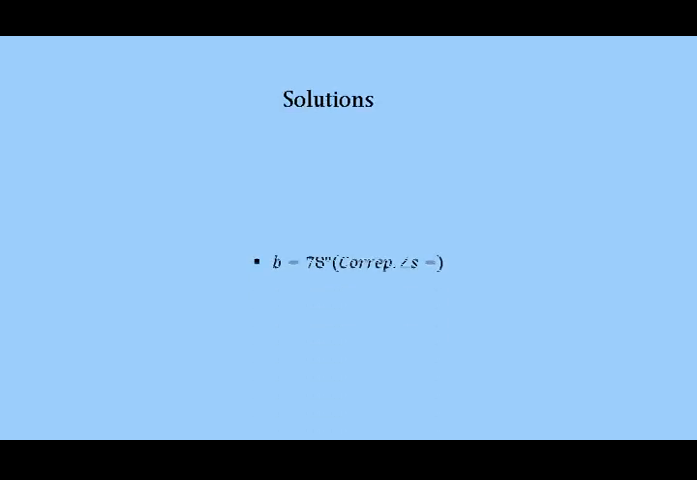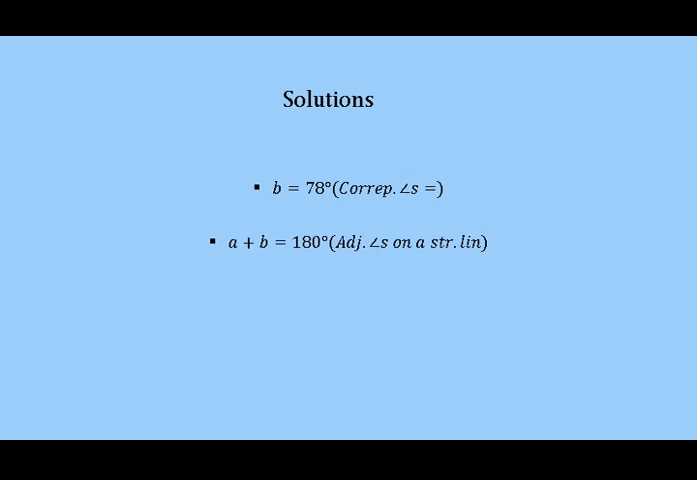Solutions. We have B equals 78 degrees. These are the corresponding angles. What we know is that corresponding angles are equal. And then A plus B equals 180. Adjacent angles on a straight line are supplementary. A plus B equals 180.